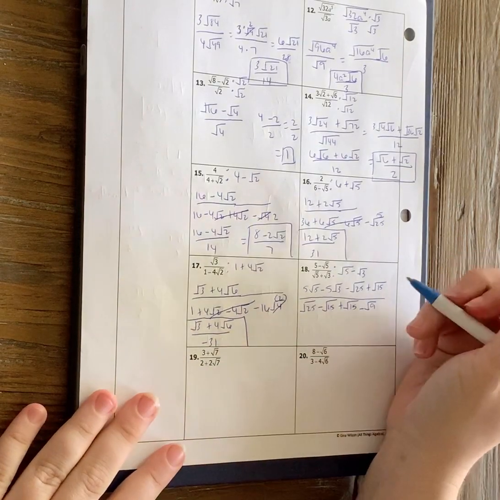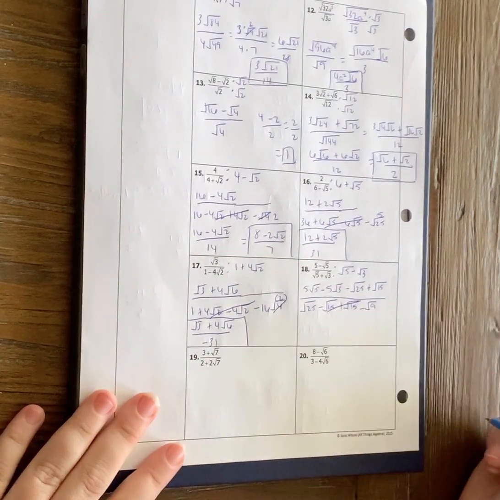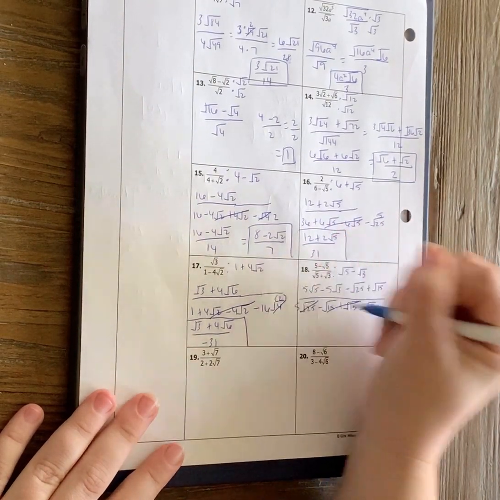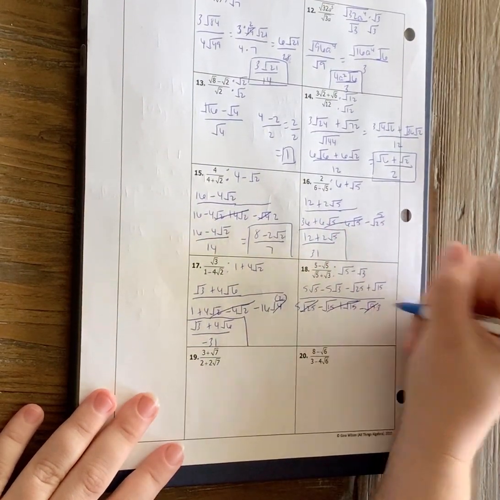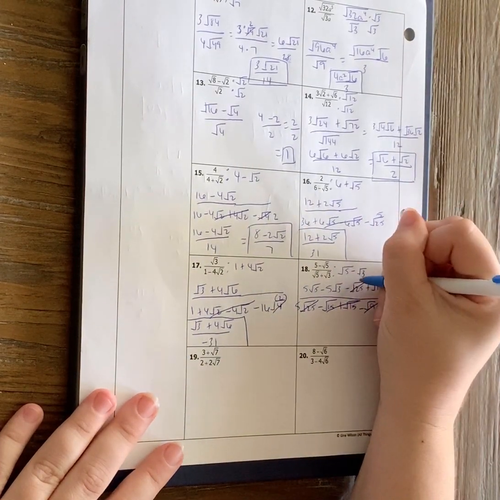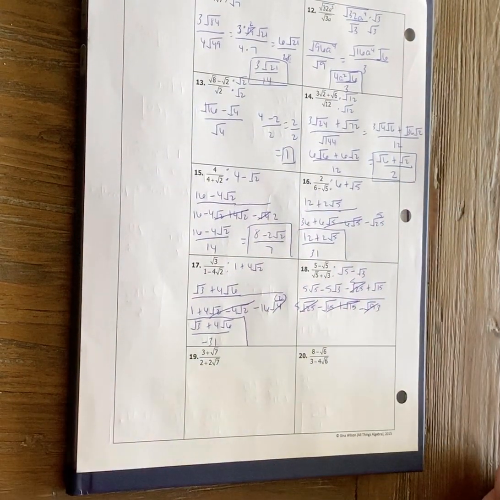Okay, so our middle parts cancel. The square root of 25 is 5. The square root of 9 is 3. In our numerator up here, the square root of 25 is 5. We also want to simplify that down.